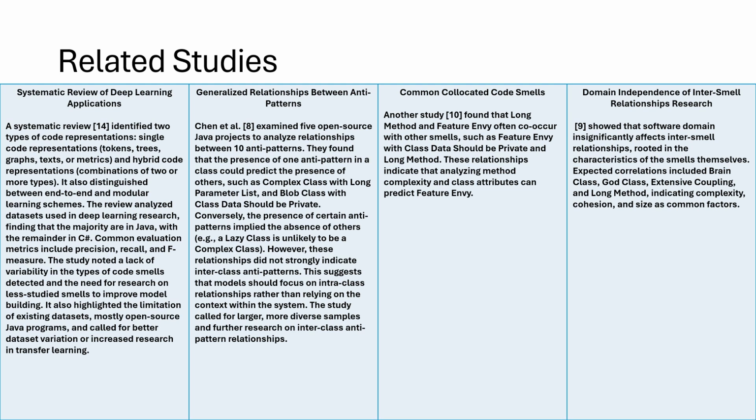Moving on to the relationships between code smells. The related study showed that domain is independent from inter-smell relationships, meaning that the domain or the application of a software project has little to do with what code smells are co-located. Let's say we have software for a medical device and then software for some high-level business logic. Those domains and applications don't really have an effect on which different types of code smells are correlated. It's independent of the domain.